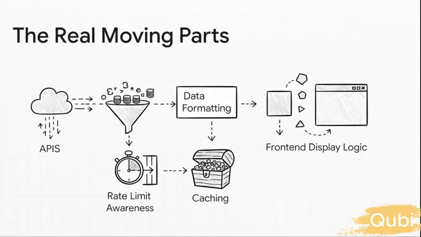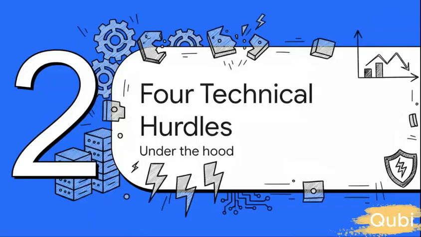You've got APIs to get the data, you need a way to format it, you have to worry about rate limits so you don't get blocked, then there's caching to keep your site from crashing, and finally, the logic to make it all look good on the screen. And trust me, every single one of these is a potential point of failure. Okay, so let's get into the nitty-gritty.